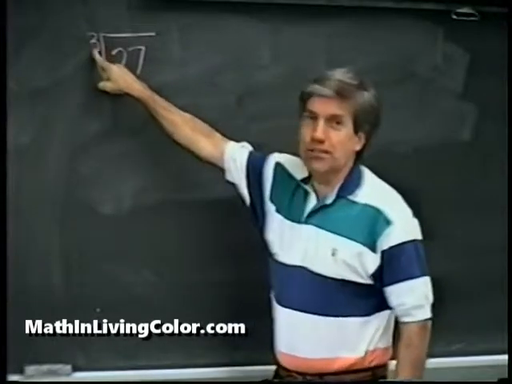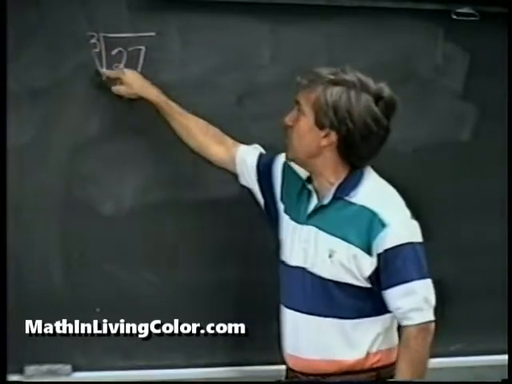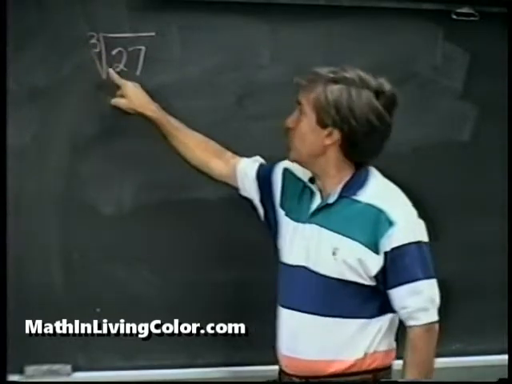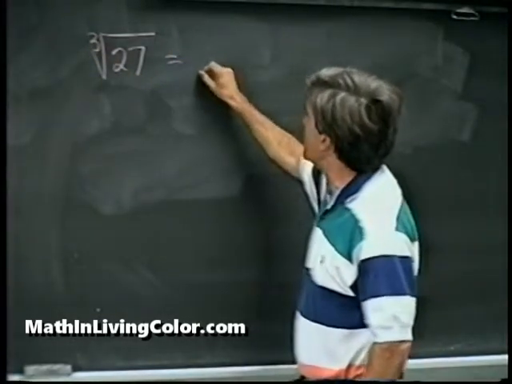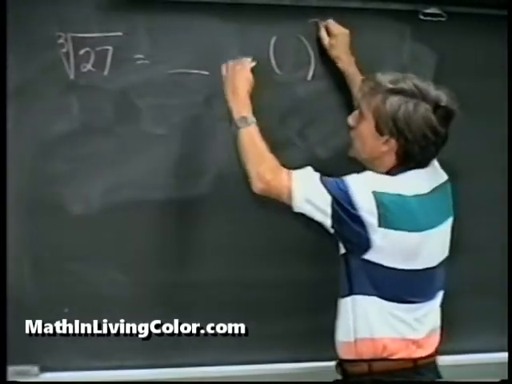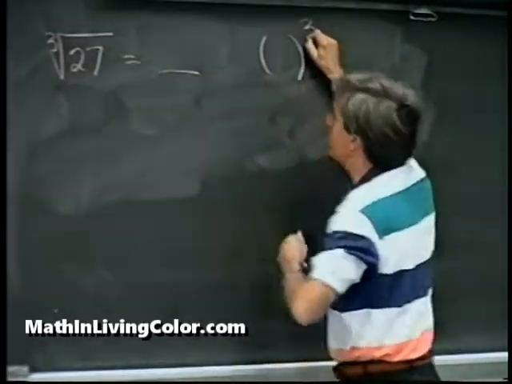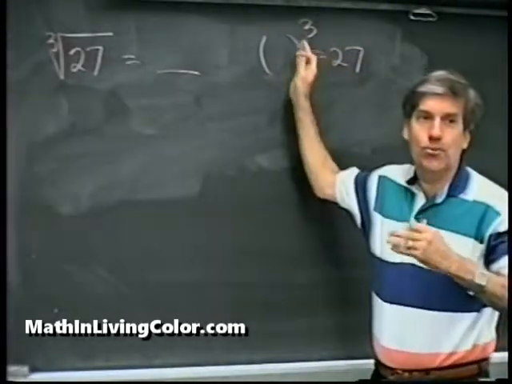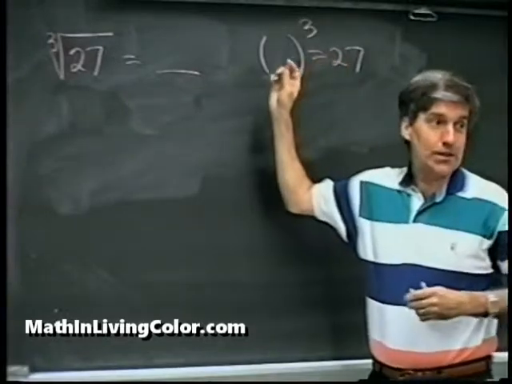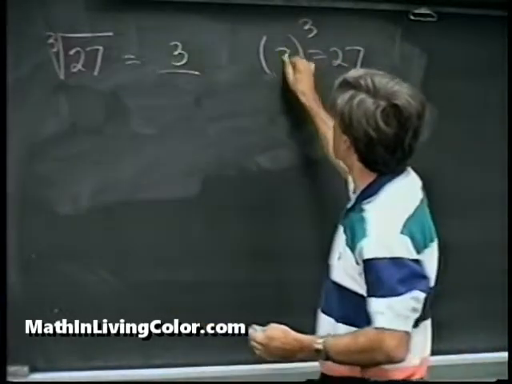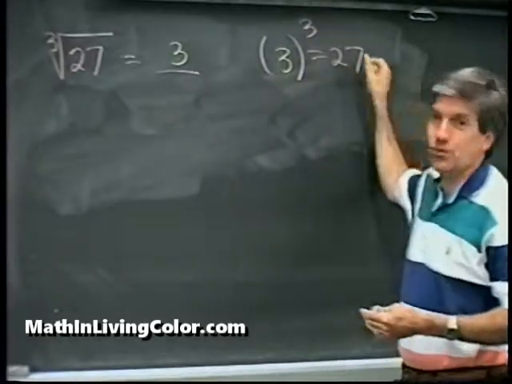The little 3 here in the root sign means it's a cube root. And a cube root of 27 means what would you have to cube, that is raised to the 3rd power, in order to get 27? Is there a number that you can cube and get 27? What would it be? 3. Okay, so the answer is 3 because 3 to the 3rd power would be 27.